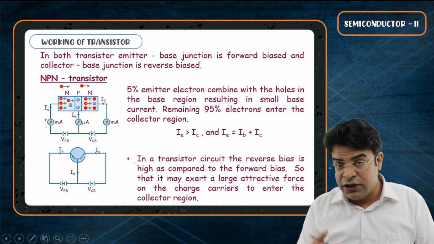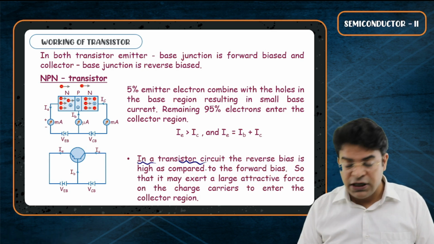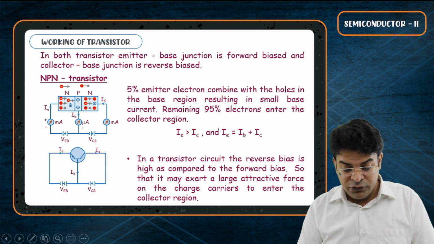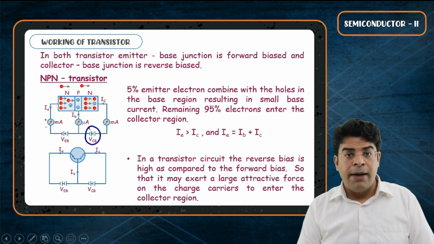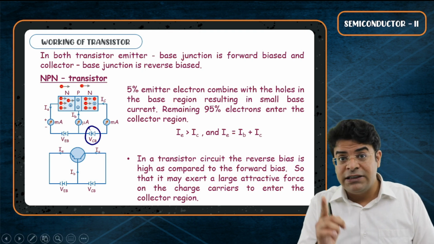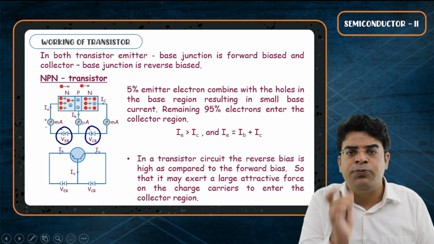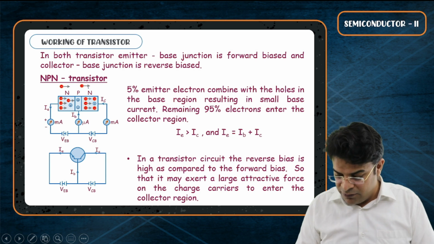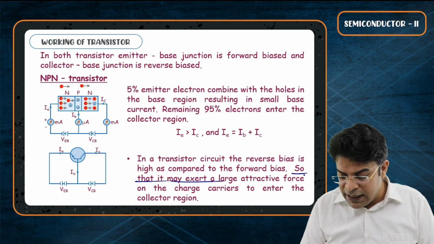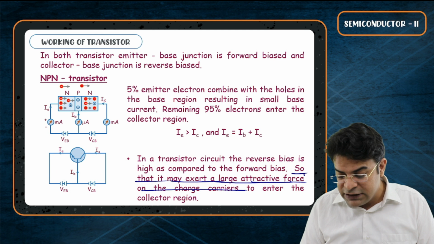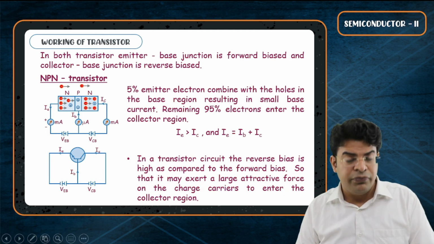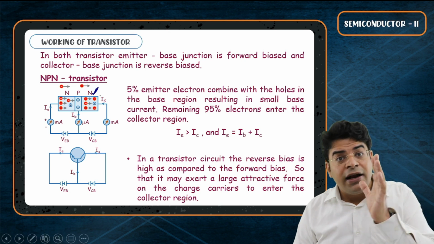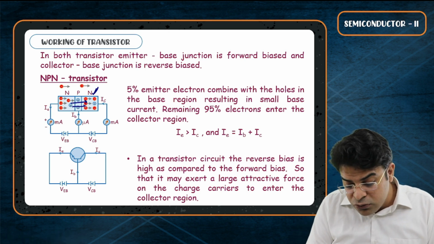Second point that you must remember is, in a transistor circuit, the reverse bias is high as compared to forward bias. So the reverse bias potential applied between collector and base is higher compared to the forward bias potential applied between emitter and base. And there is one reason for it as well. Why? So that it may exert a large attractive force on the charge carriers to enter the collector region. So you need a strong battery here, so that these charge carriers are attracted from the emitter into the collector.